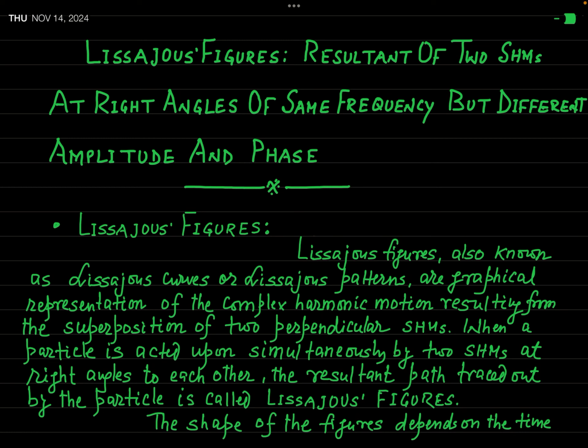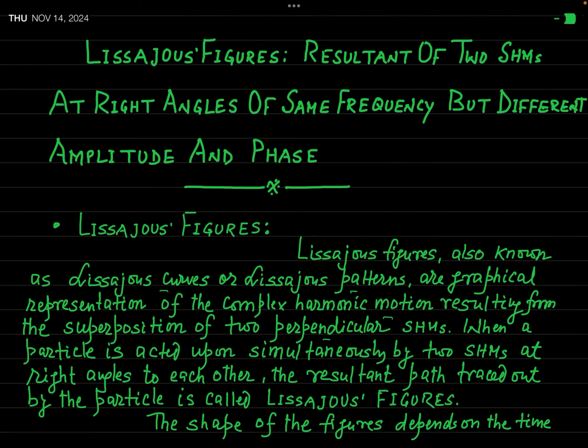If you want to define the Lissajous figures in a simple manner, you can say that Lissajous figures, which are also known as Lissajous curves or Lissajous patterns, are the graphical representation of the complex harmonic motion, which results from the superposition of two simple harmonic motions acting at right angles to one another.